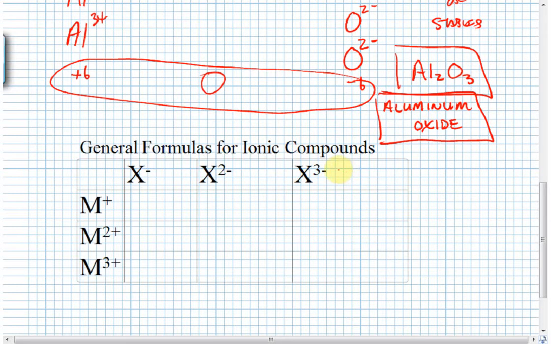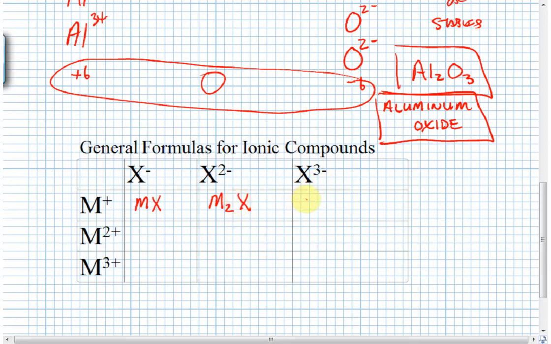Now, when you put those all together, you find out that there really are only a limited number of possible formulas. If I have a +1 metal ion and a -1 anion, the simplest formula is MX. This would fit with sodium chloride or potassium fluoride or any compound like that. If, on the other hand, I have a +1 metal trying to combine with a -2 nonmetal, what's the formula going to be? Well, again, I'm going to need 2 of the metals to balance the 1 -2. So the formula for that combination is going to be M2X.